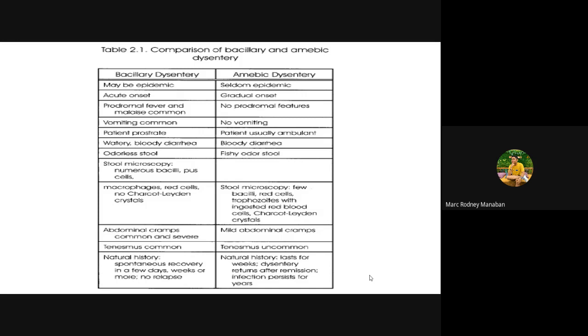Green metallic sheen is the characteristic appearance of E. coli colonies on EMB, eosin methylene blue agar. Green metallic sheen colonies on EMB agar are presumptive E. coli. But our question is E. coli O157:H7, and the media of choice is SMAC, sorbitol MacConkey. The expected colonies on SMAC are colorless. Please take note, these are presumptive questions. So that's the comparison between bacillary and amoebic dysentery.